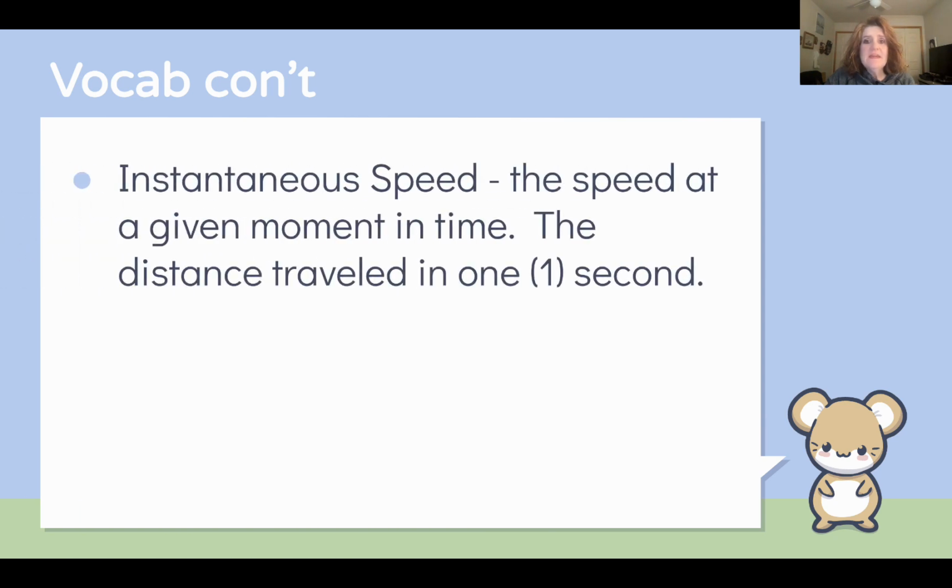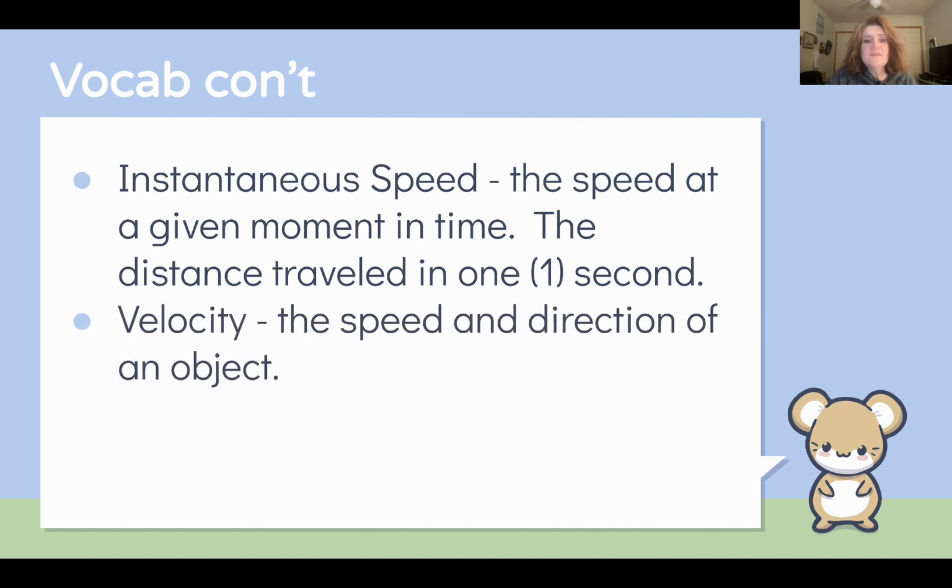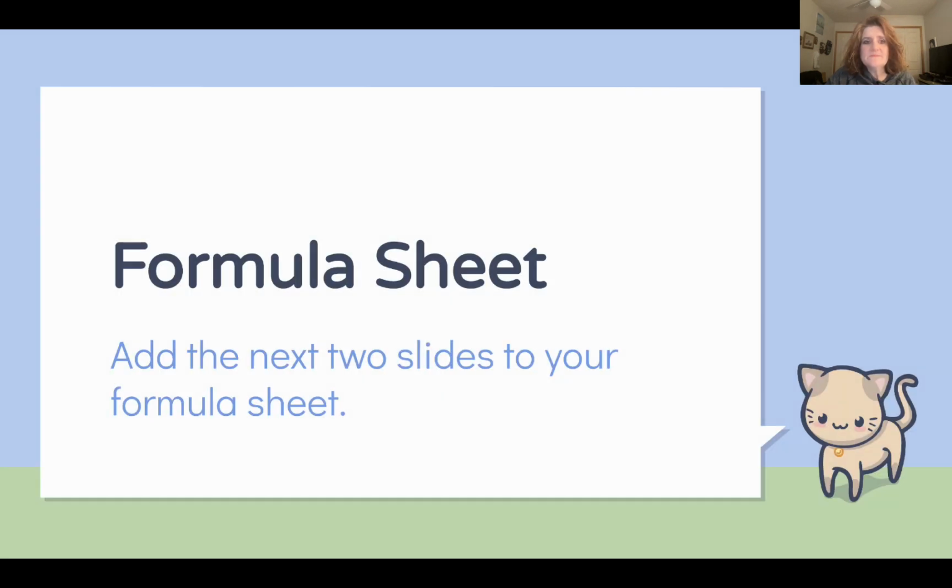Instantaneous speed is the speed at any given moment. The distance traveled in 1 second. Think what my speedometer says. Velocity is speed and direction of an object.